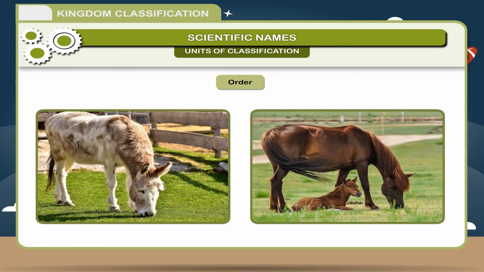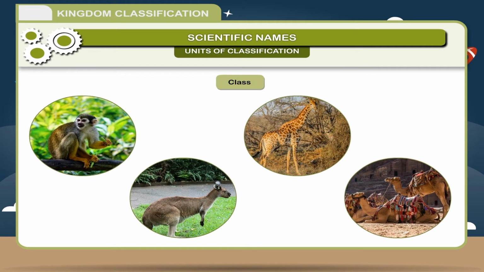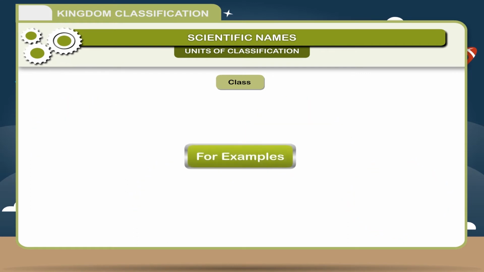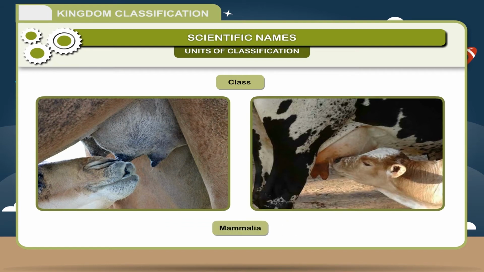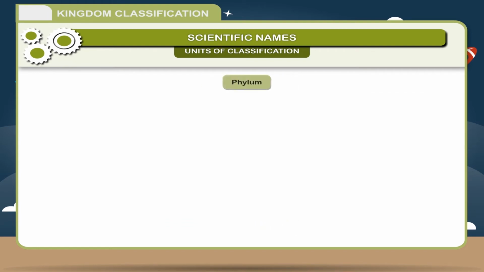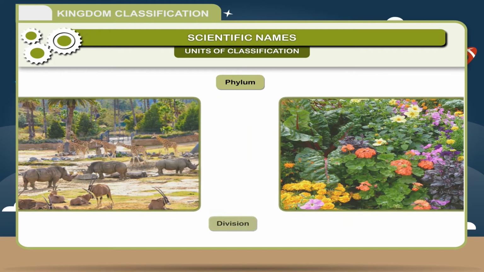Order. The families having some common characters are grouped in one order. Class. A number of orders having similar characters are placed in one class. For example, animals which have mammary glands and give birth to young ones are kept in the mammalia class. Phylum. Several classes having common characters are included in one phylum. It is also called division.